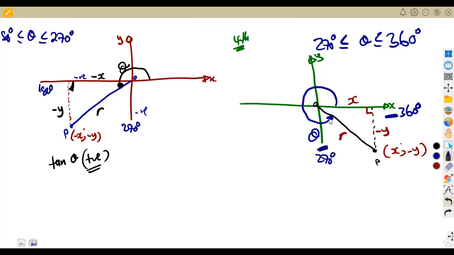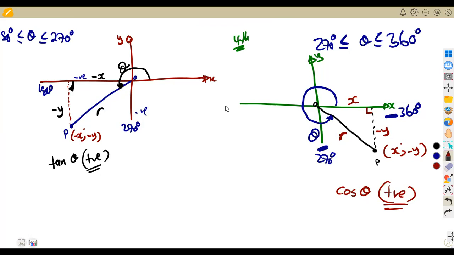And if you are to find your trigonometrical ratios, just like the previous case, you are going to see that only the cos of theta in this quadrant is going to be positive. All other ratios are going to be negative.